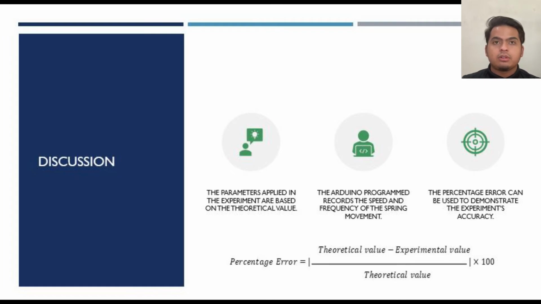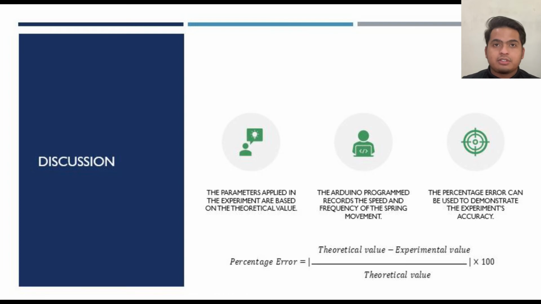So first of all, for discussion, the parameters applied in the experiment are based on the theoretical value. The spring's velocity and acceleration are configured to be constant variables. The frequency of motion will be the responding variable in the experiment. The Arduino program records the speed and frequency of the spring movement. The percentage error can be used to demonstrate the experiment's accuracy.